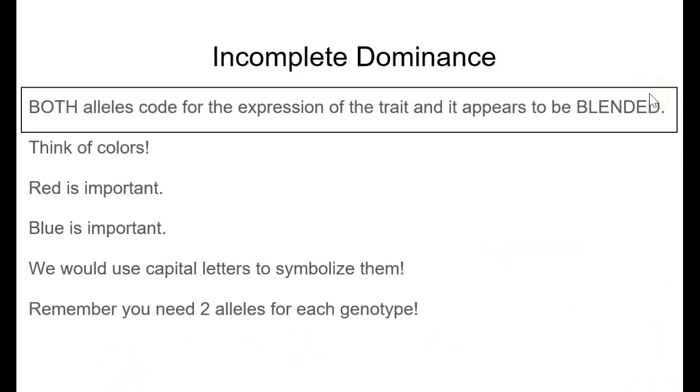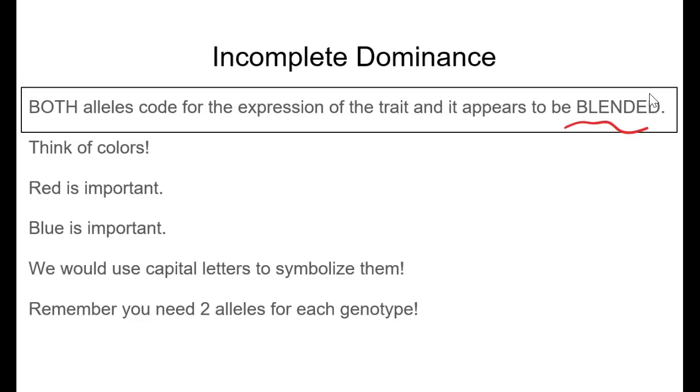Since we're now talking about incomplete dominance, both alleles code for an expression of the trait. The phenotype will appear as if it's blended. For example, if you took red and white, neither of the children would end up being red or white. In this case, we would appear pink. That's because there appears to be a blending.